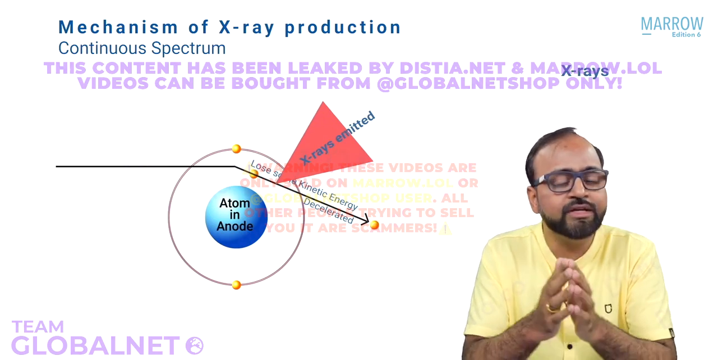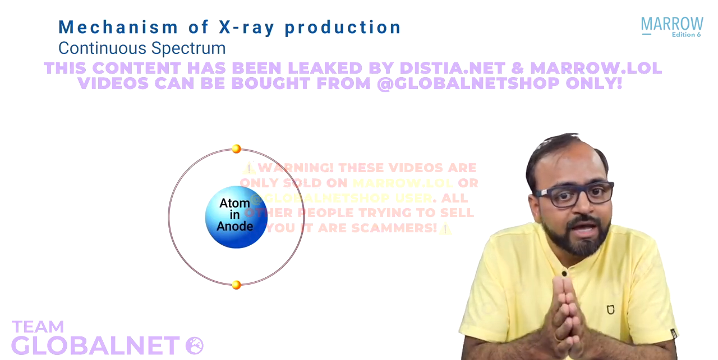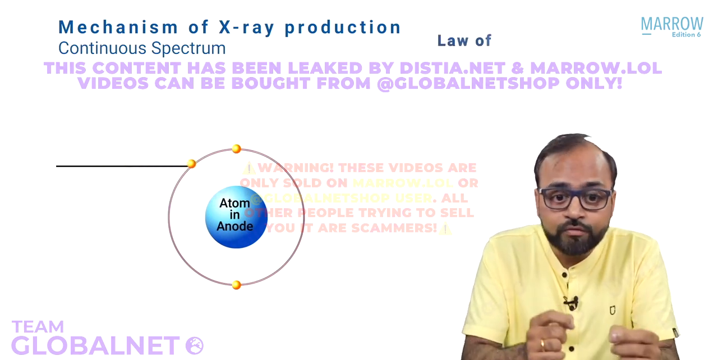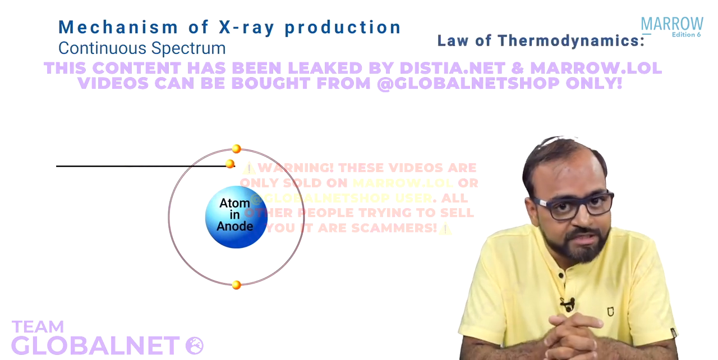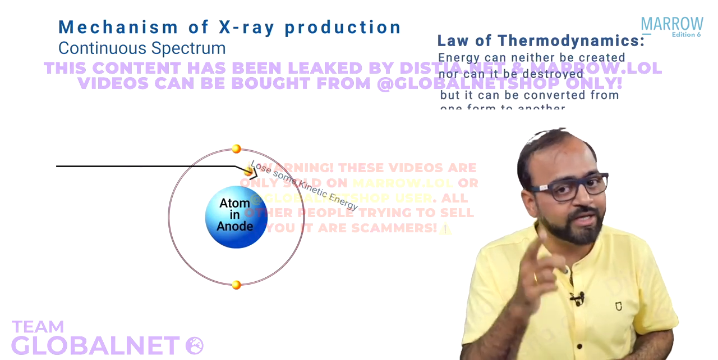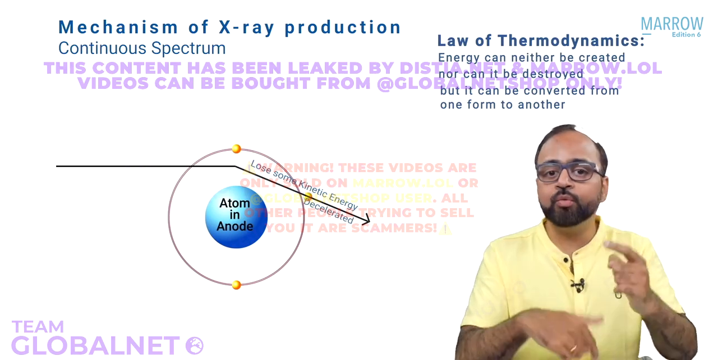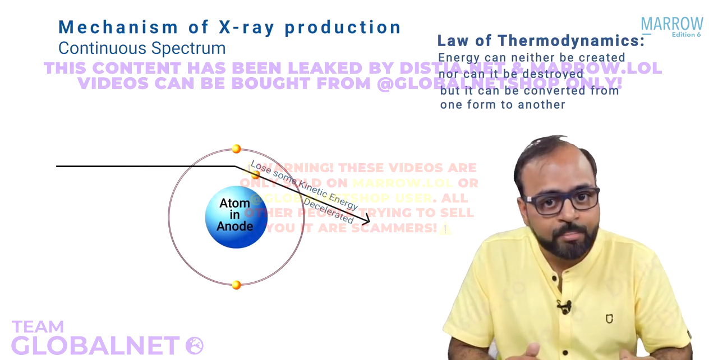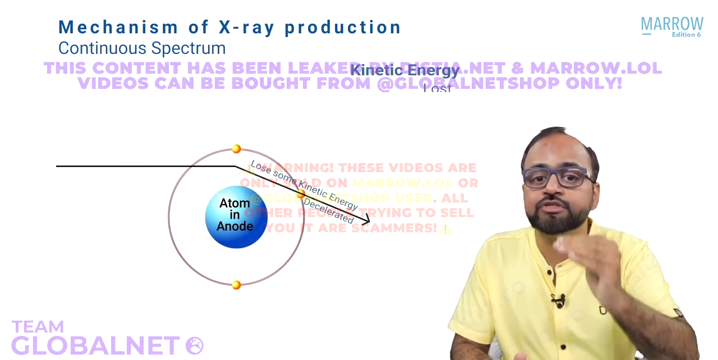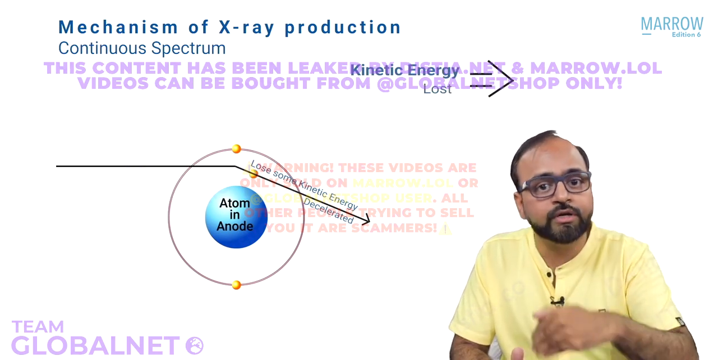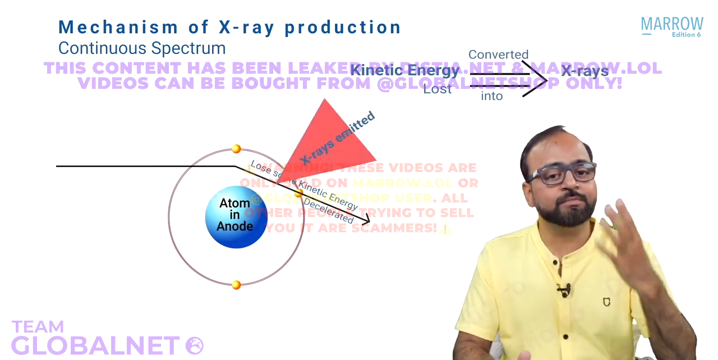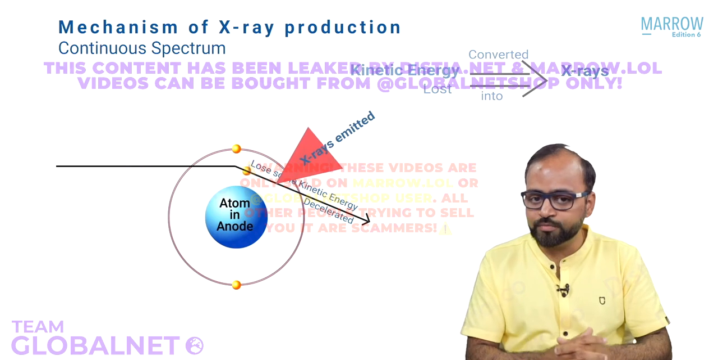Remember, this is a very simple underlying mechanism, and that is actually based upon something that we have studied in our school days. That is the law of thermodynamics. It states that energy can neither be created nor can it be destroyed, but it can be, yes, you remember, converted from one form to the other. So what is going to happen here? The kinetic energy of the electron which is lost is getting converted into energy content of X-rays. This is how X-rays are produced. This is what is called continuous spectrum.